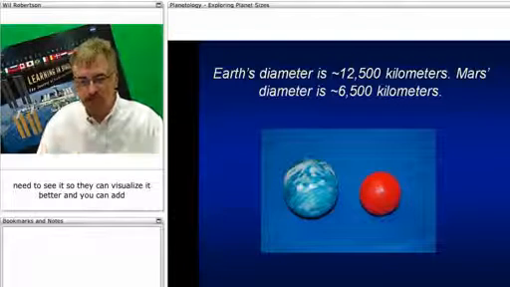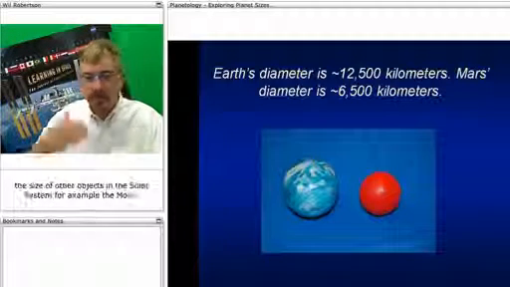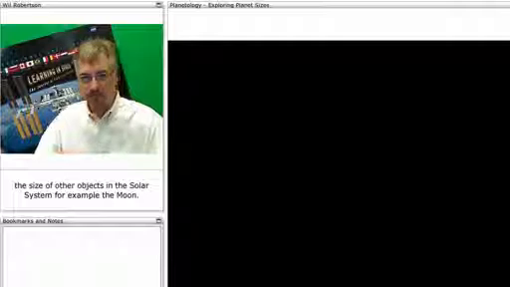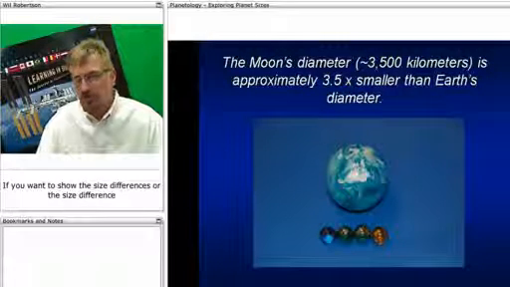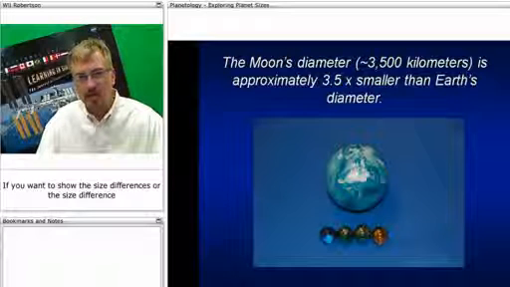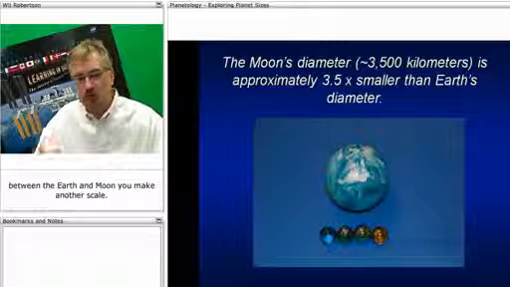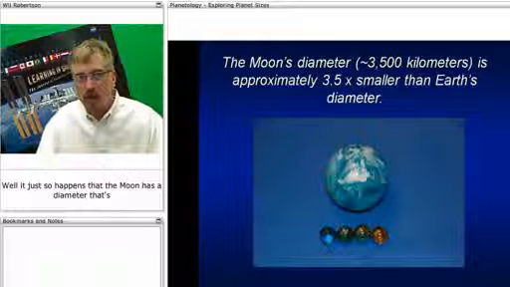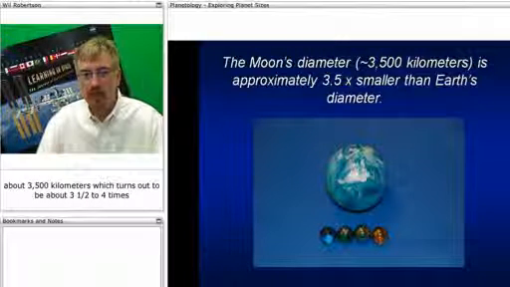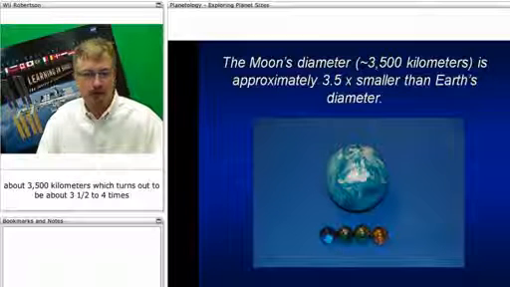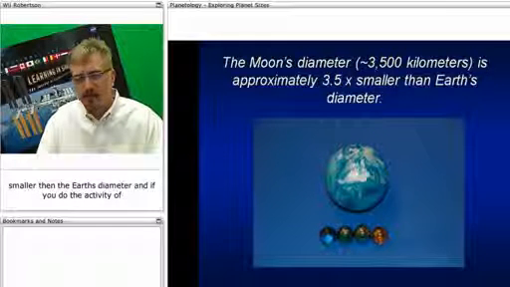And you can add the size of other objects in the solar system, for example, the Moon. If you want to show the size difference between Earth and Moon, you make another scale. The Moon has a diameter of about 3,500 kilometers, which turns out to be about 3.5 to 4 times smaller than the Earth's diameter.